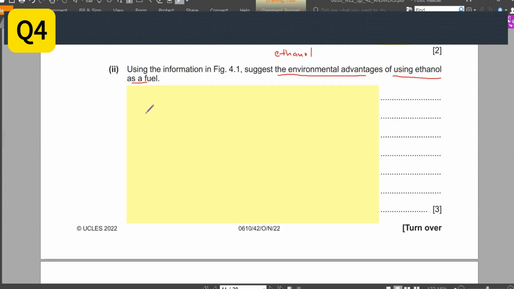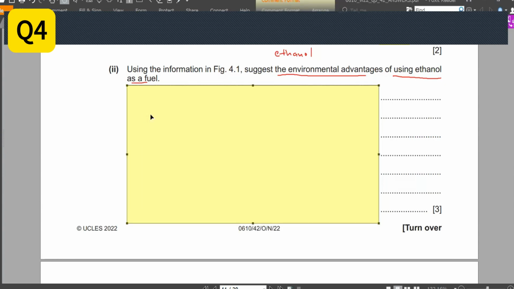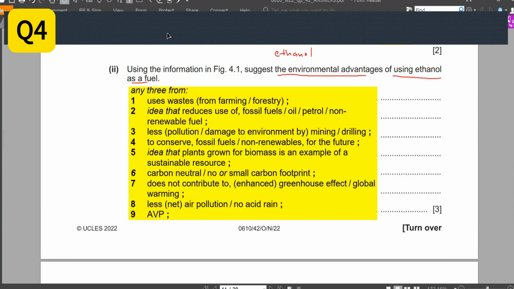So these are the main points that we can mention. So any three will be acceptable. So environmental advantages, okay? So why it is good for the environment? So first, it uses the waste from farming or forestry. So this is quite good because we can use the waste and turn it into something useful, okay?